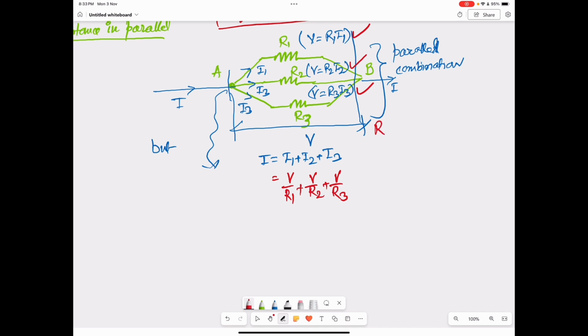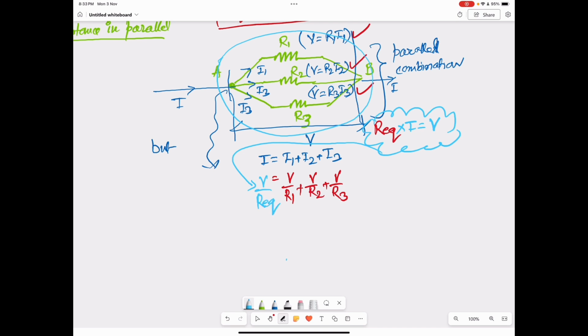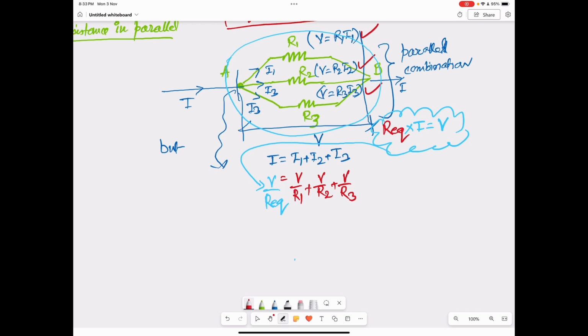And if Req is the equivalent resistance of this entire combination, then Req into I is nothing but V. So I will use this to write I. This is V by Req. Now this V gets cancelled. 1 upon Req is nothing but 1 upon R1 plus 1 upon R2 plus 1 upon R3.